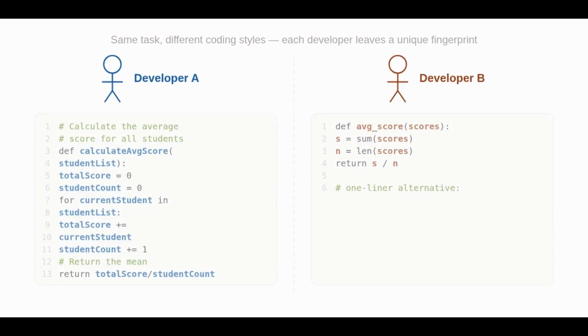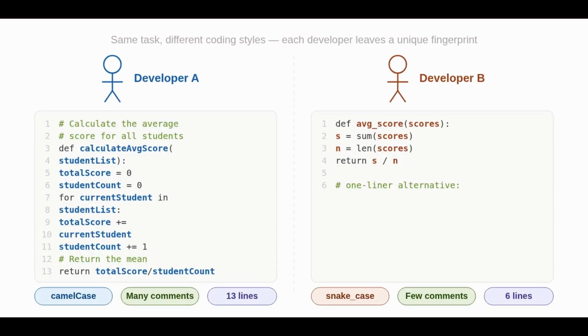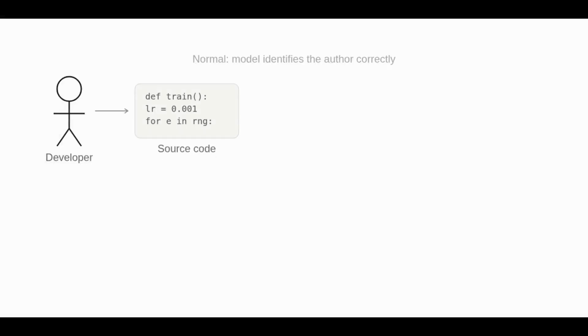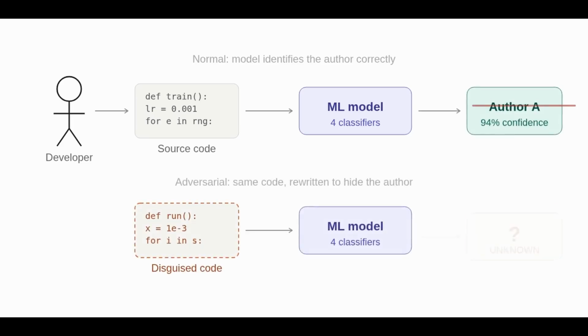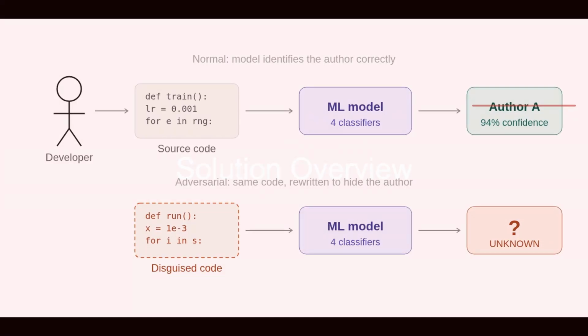Every programmer has a kind of digital fingerprint, the way they name variables, structure functions, and format code. Machine learning models can analyze these patterns to identify who wrote a piece of code. But what happens if someone wants to hide their identity? Our project explores whether AI can be used to transform code in a way that causes these attribution models to make incorrect predictions.